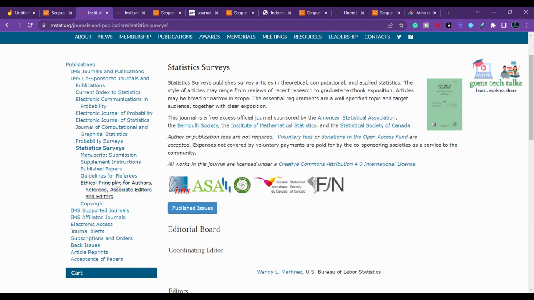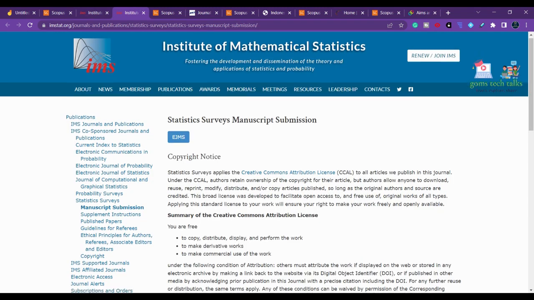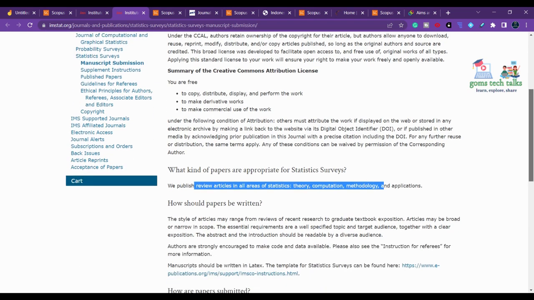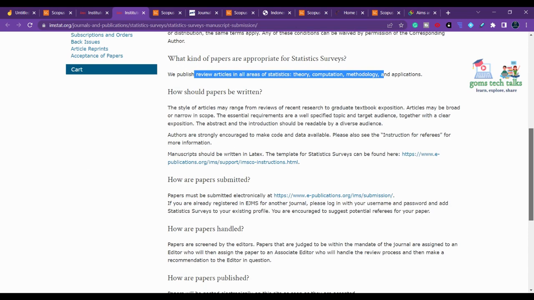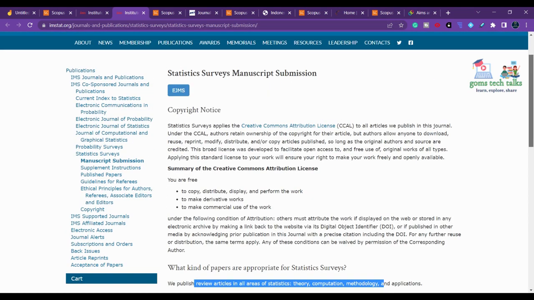So these are all the things which I told you, that you have to consider before submitting to a journal. Okay, what kind of paper is appropriate for Statistics Surveys? We publish review articles in all areas, so they are only considering review articles. If you want to submit your review which is based on statistics, you can definitely go ahead and submit. So as I already told you in the previous videos, if they haven't mentioned anything specifically on their website, then definitely you can mail them and ask.